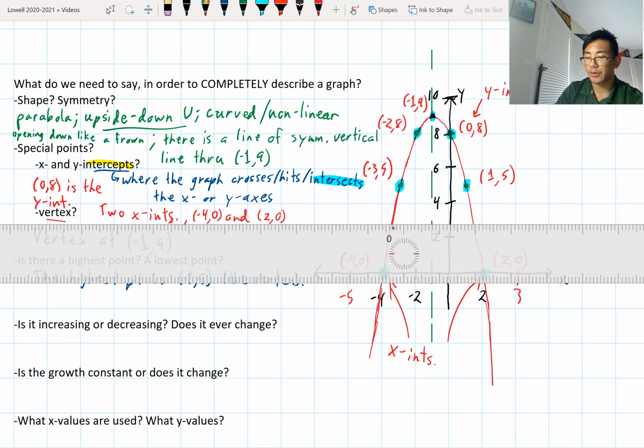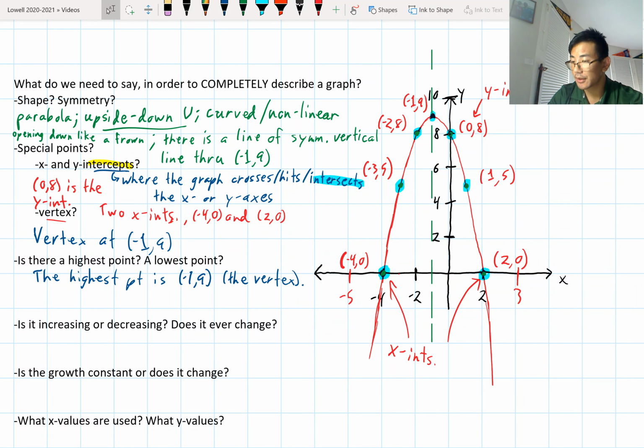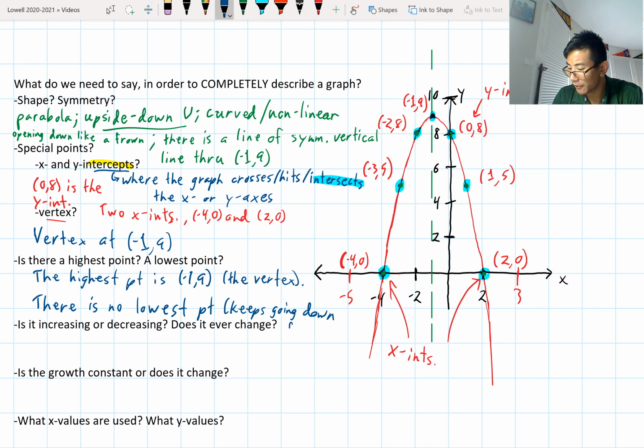And so, excuse me, this graph is just going to keep going downward. And so that would tell us that there is no lowest point. Because anywhere you think you're at the bottom, if you just keep going, you'll go even lower. There is no lowest point. It just keeps going down forever.